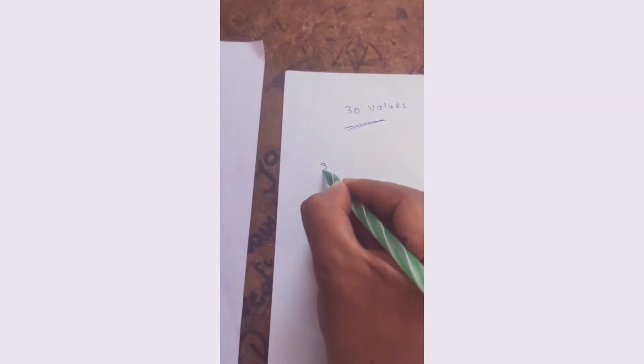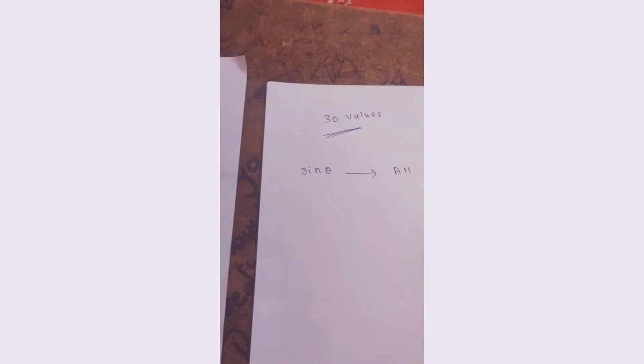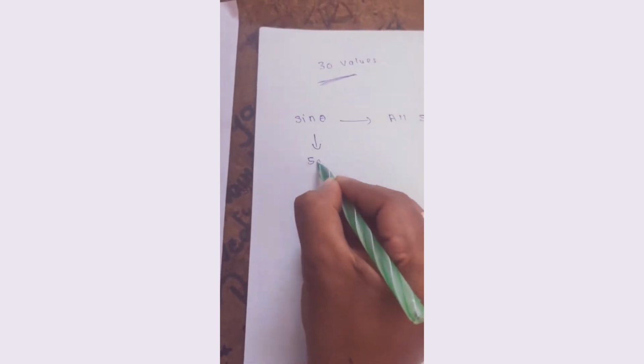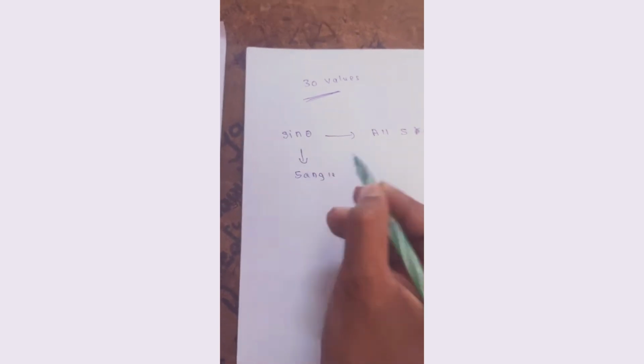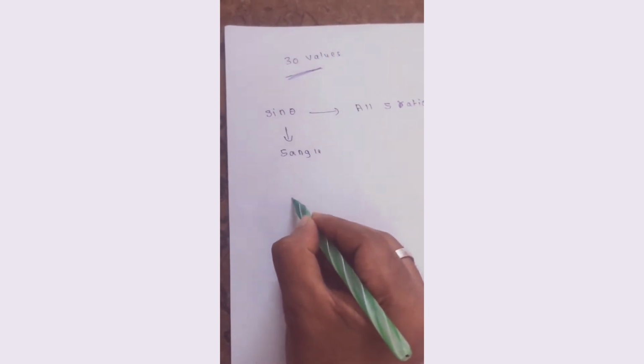If you get sine theta for the 5 angles, you can get all 5 ratios easily. So how to remember sine theta? Okay, a simple technique I am saying.